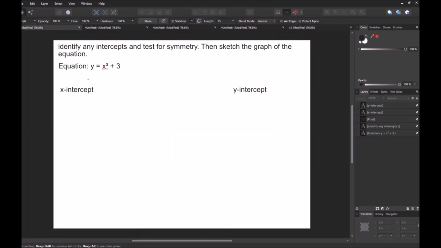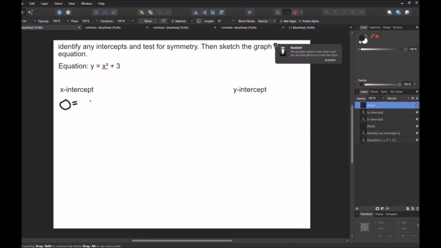Alrighty, so in this next question we are asked to identify any intercepts and test for symmetry and then sketch the graph of the equation. And the equation we're given is y equals x cubed plus 3. So the procedure for finding the x-intercept is going to be the same as before. We're just going to plug in 0 for y, and we have 0 equals x cubed plus 3.